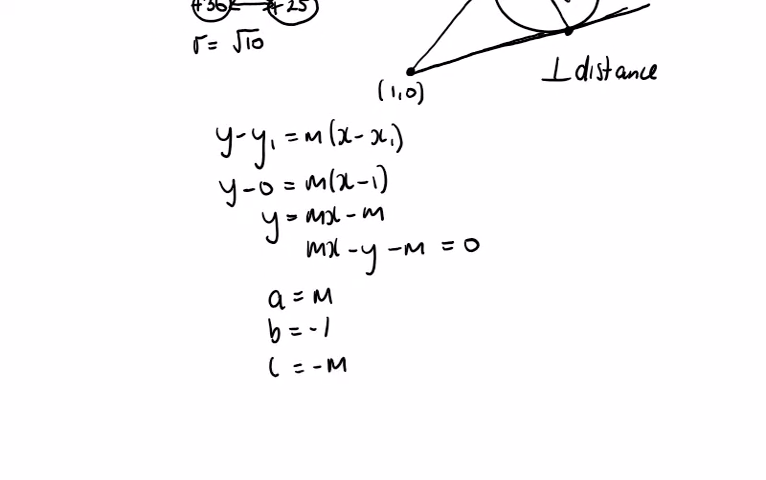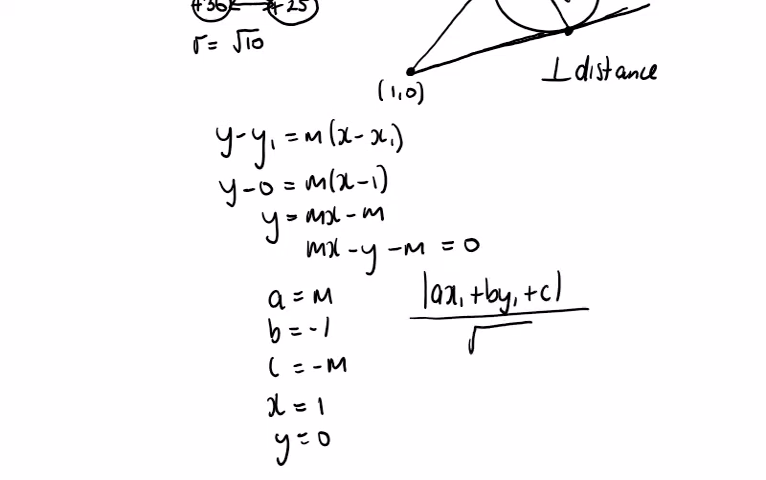And I have my point, x is equal to 1 and y is equal to 0. My perpendicular distance formula, ax1 plus by1 plus c over the square root of a squared plus b squared, in this case is going to be equal to the square root of 10. So fill in your information. a times x is m times 1. b times y is going to be 0, but we can put it in: minus 1 times 0, and then plus c, which is minus m.